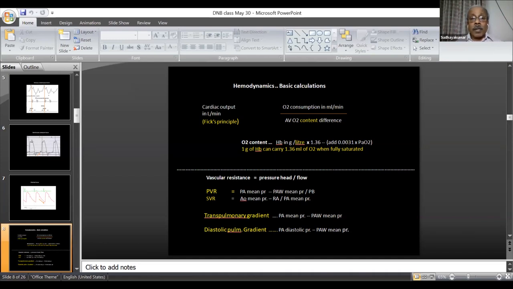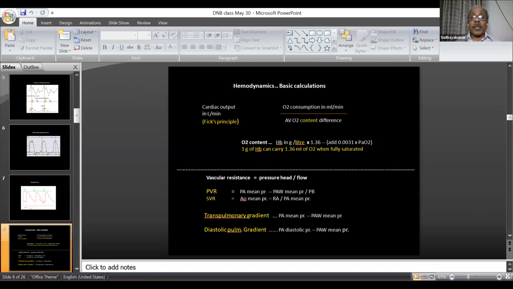Systemic vascular resistance is similarly the aortic mean pressure minus the RA mean pressure. Okay, so aortic mean pressure minus the RA, that should be the systemic vascular resistance, divided by the systemic blood flow. There is a mistake there. You should know what is the transpulmonary gradient. This is the resistance. Transpulmonary gradient is the numerator of this thing. That is the pulmonary artery mean pressure minus the pulmonary artery wedge, or the pulmonary venous mean pressure. So that is a gradient across the pulmonary vasculature, mean gradient. That is the transpulmonary gradient.